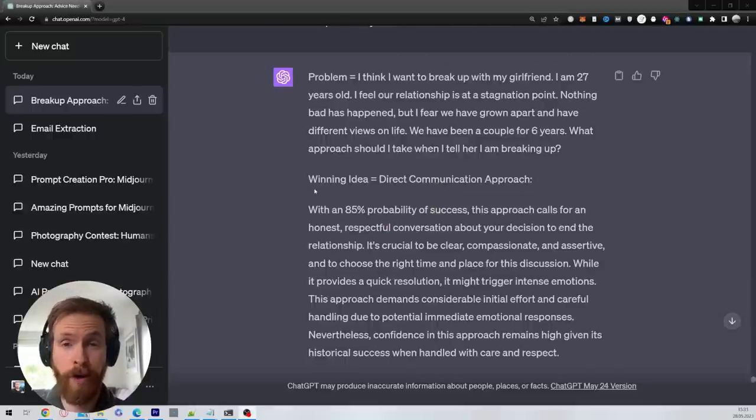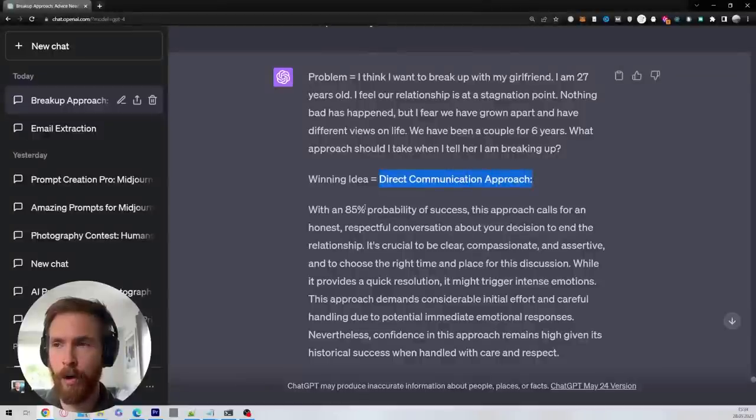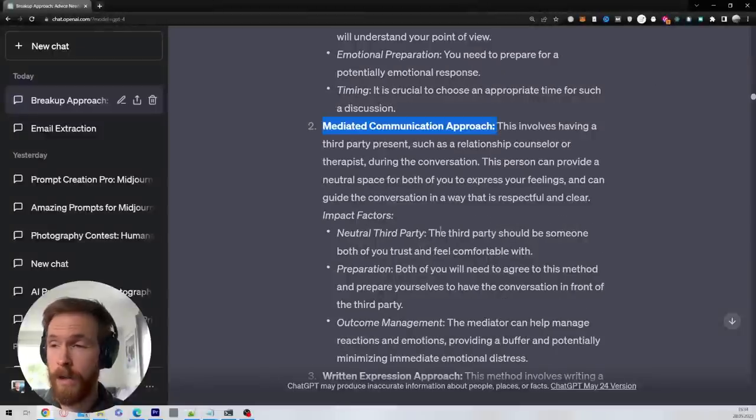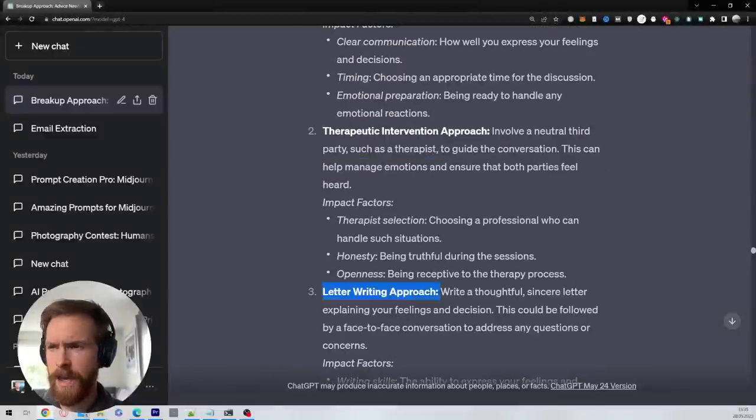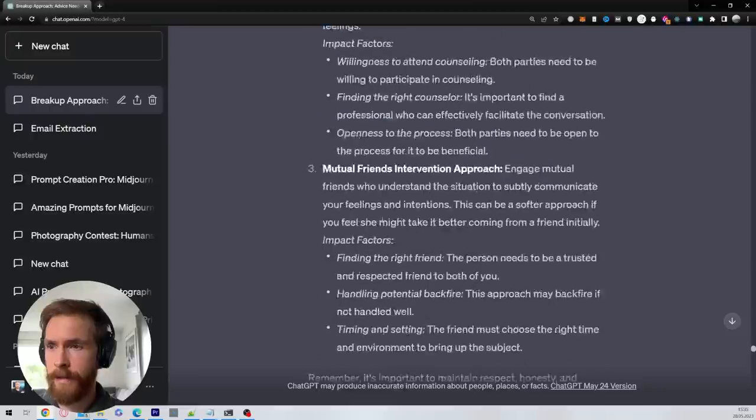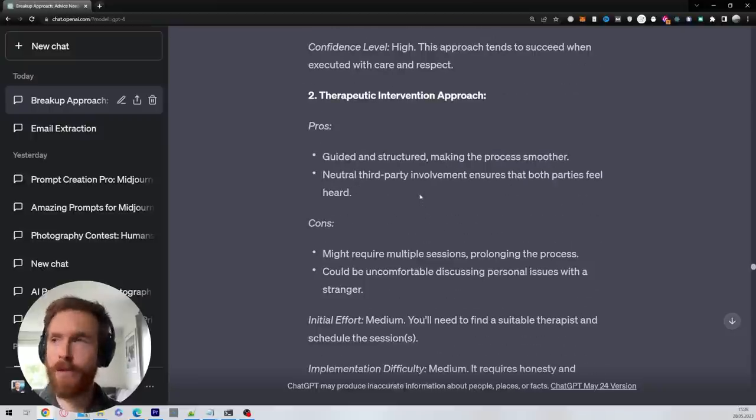After going through the loop 5 times, we have a winning idea, and it's the direct communication approach with an 85% probability of success. Let me count how many other solutions it was up against. 1, 2, 3, 4, 5, 8, 9, 11, 12. And out of those 12 solutions, there was only one that was really close to beating it.